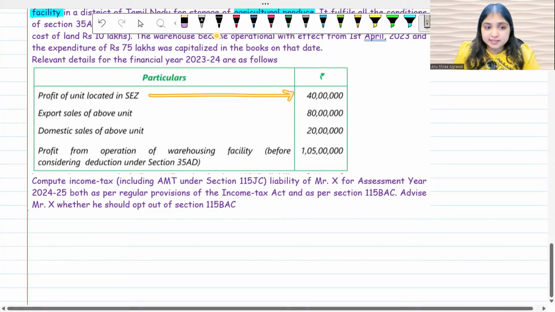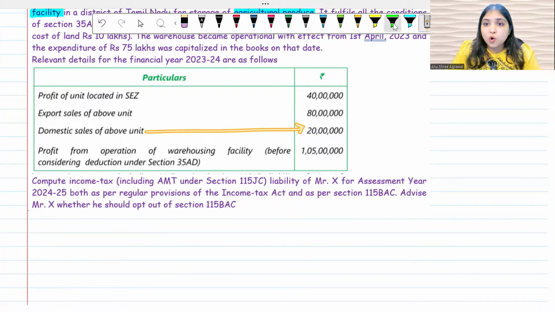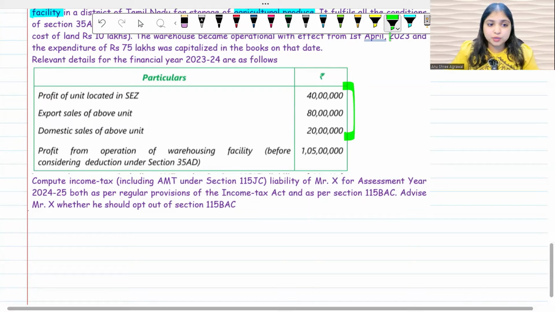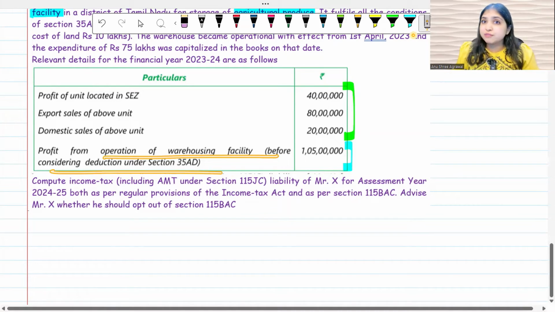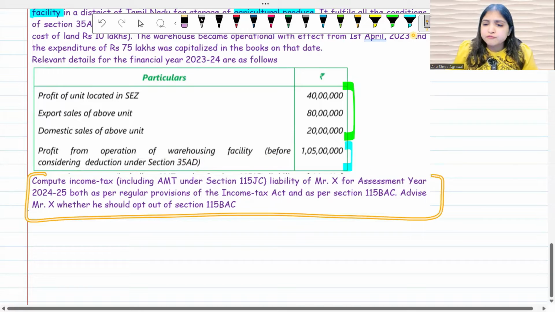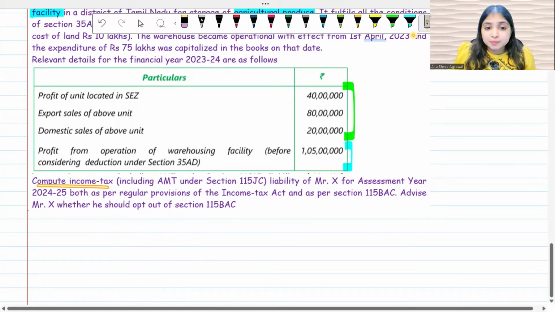Profit of the unit located in SEZ, export sales of the above unit, domestic sales of the above unit. So all this information they have given to us is about the SEZ unit. And then they've given us information here about the warehousing unit, profit from the operation of the warehousing facility before 35AD reduction. Look at this. Very carefully you have to interpret this, simple only, but just be a little attentive. Compute income tax, including AMT under 115JC, of Mr. X for assessment year 24-25, both as per regular provisions and as per 115BAC.